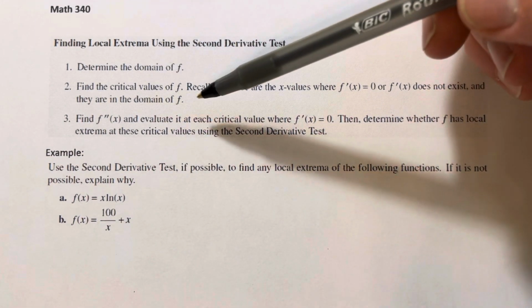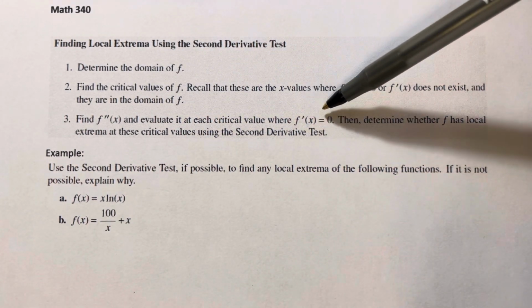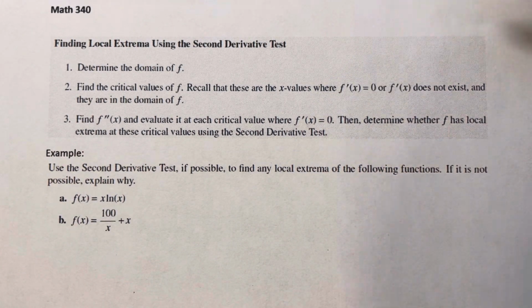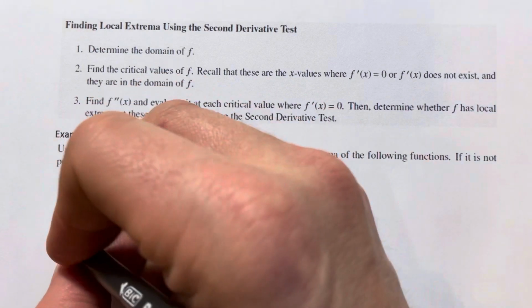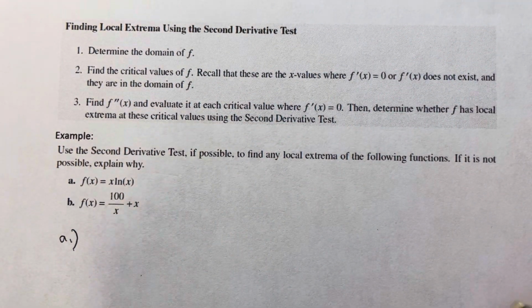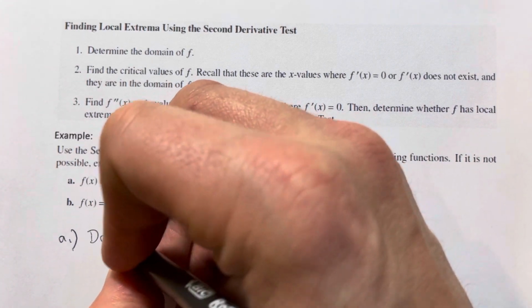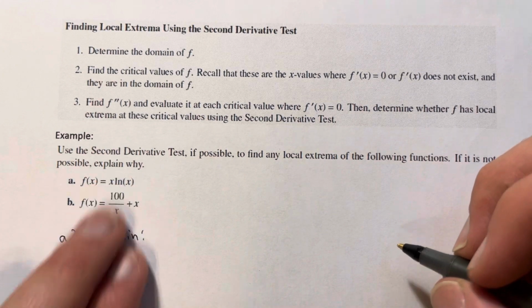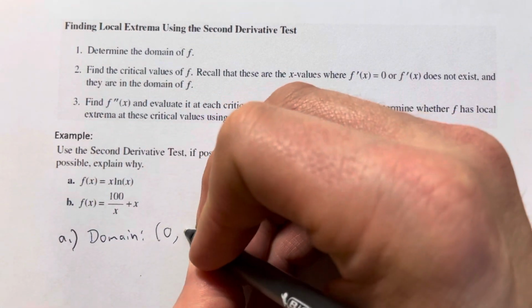Finally, we want to find f double prime and evaluate it at all of the critical values where f prime was equal to 0, because that's when we can use the second derivative test. Let's start with part A. f of x is equal to x times the natural log of x. So the first thing I want to do is find my domain. Because the natural log is there, we know that the domain is the set of all positive real numbers.